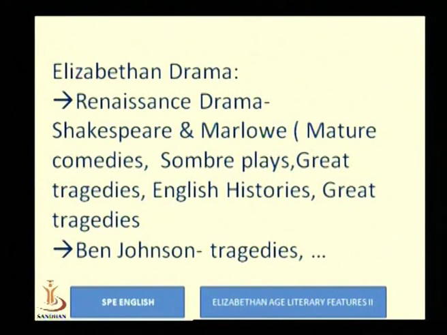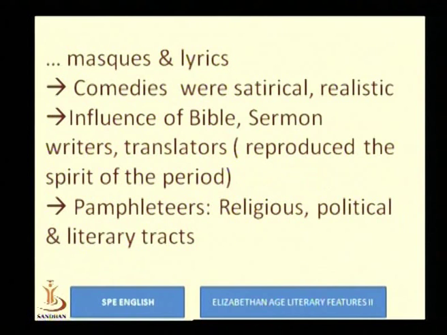They attempted various kinds of drama. It could be major comedies, somber plays, great tragedies, English histories. These were some of the different kinds of dramas which were written during that age. Elizabethan drama also talks about another important writer called Ben Jonson, who attempted not only tragedies but masques and lyrics. So you will find the same writer attempting different forms. It's not that he's just a dramatist, but they attempted different literary forms in their writings.